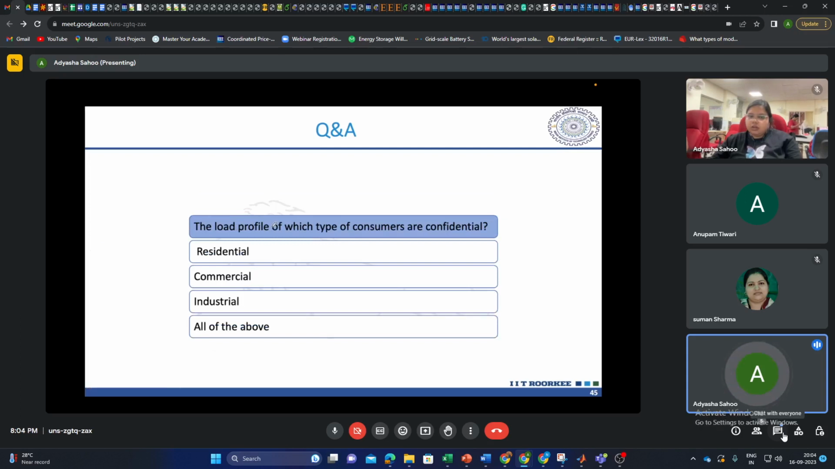The load profile of which type of consumers is confidential? Residential, commercial, industrial, all of the above.